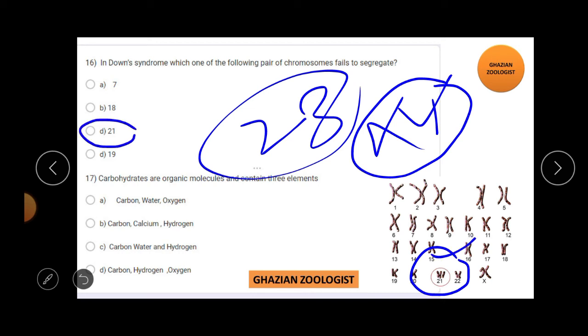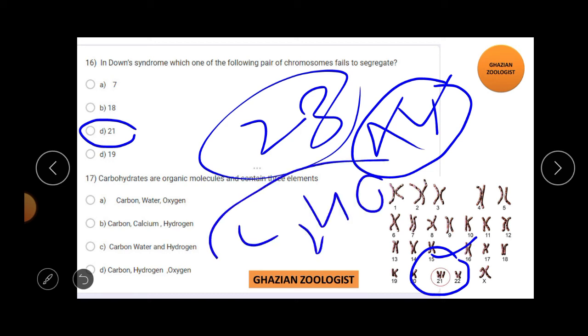Look, you are looking here. The carbohydrates are organic molecules and contain the elements. Carbohydrates consist of mainly three elements, which are carbon, hydrogen and oxygen. This is our main MCQ. You must know about it, that carbohydrates consist of carbon, hydrogen and oxygen.